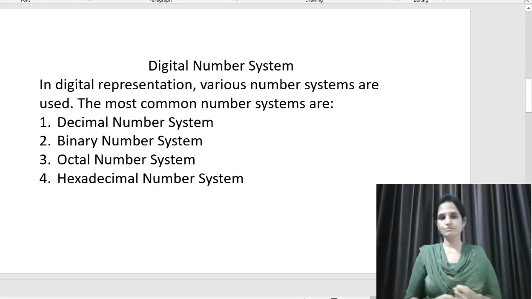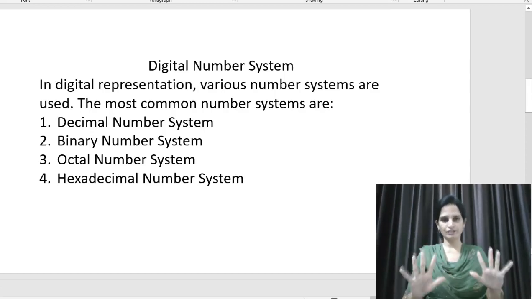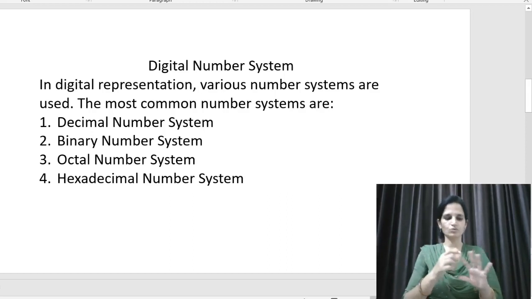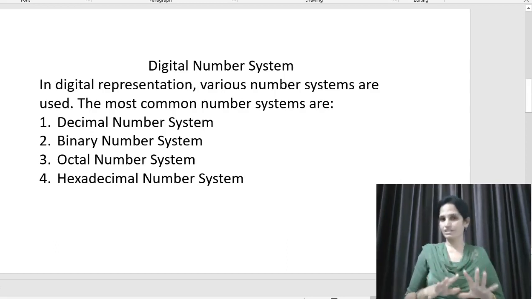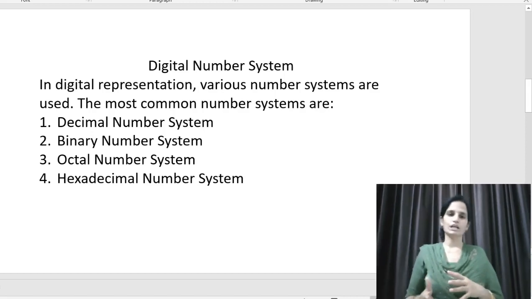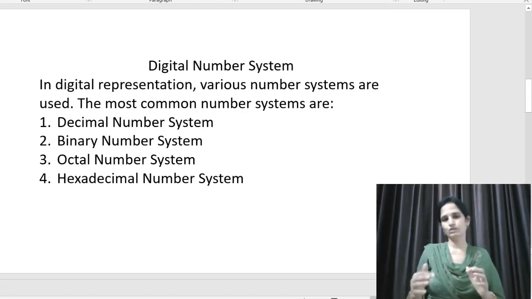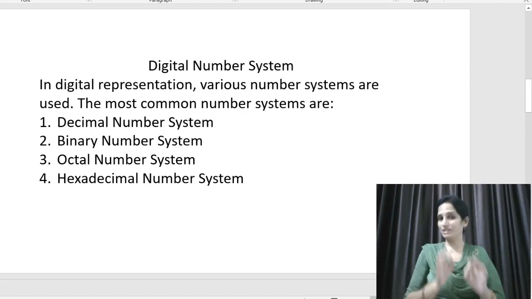The decimal number system starts with the fingers. We have 10 fingers, so we count 1, 2, 3, 4, 5, 6, 7, 8, 9, 10. After that, the combination of 1 and 0 is 10, 1 and 1 is 11, 1 and 2 is 12. So basically the decimal digits are 0 to 9.